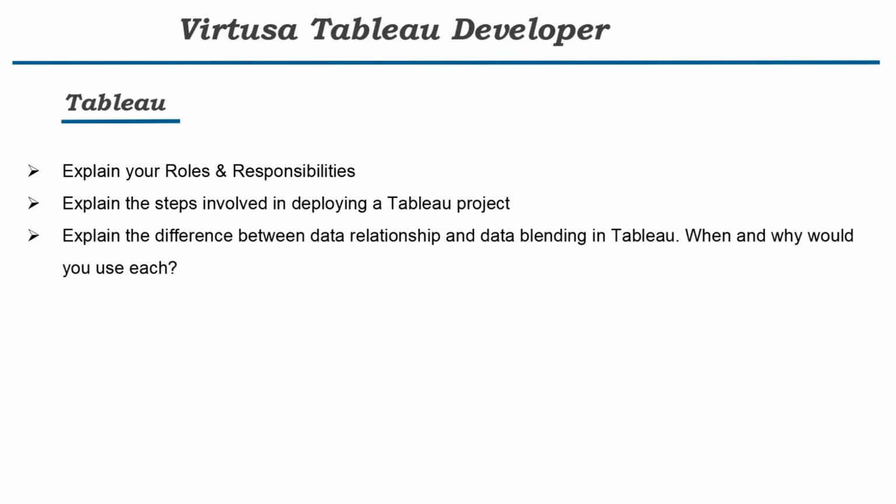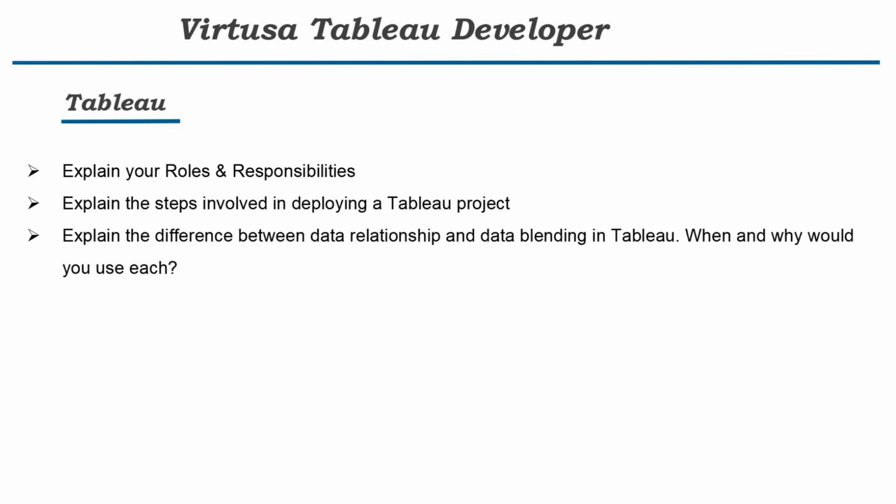Explain the difference between data relationship and data blending in Tableau. When and why would they be used? Relationship is basically used to connect the data from multiple data sources, and blending is also used to connect the data from multiple data sources. Why do we use data relationship? Before 2020.2, we used data blending. There was some issue with data blending. Whenever there is a one-to-many relationship, it gives an asterisk, because data blending works perfectly fine with a one-to-one relationship. To overcome this problem, we use data relationship. Also, with the help of data relationship, we can improve the performance of the dashboards.